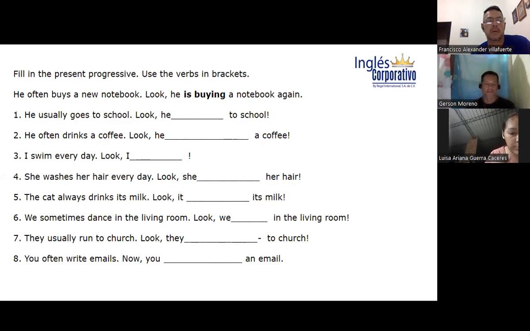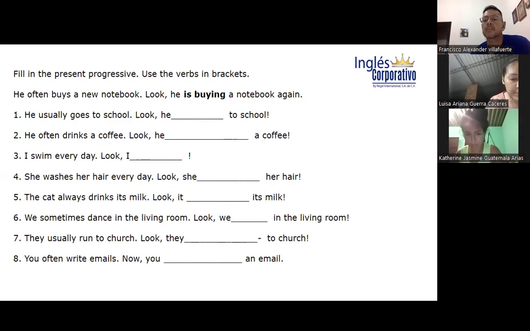Okay, number three. I swim every day. Look. I am swimming. Okay, look at the chat because it's updating the correct way. Swimming has a double M, so you can check if you have written it the same way. Number four, she washes her hair every day. Look, she's washing her hair. Okay, great.